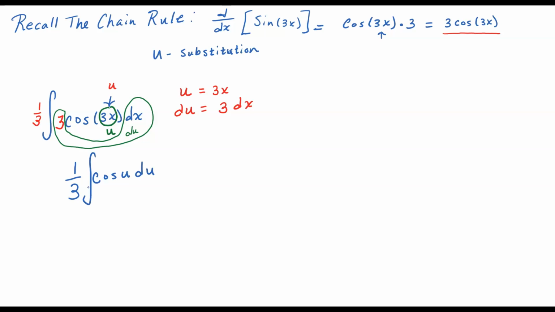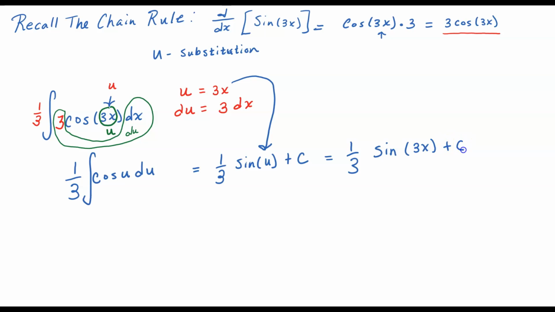So now it's a very straightforward integral, because I know the integral of cosine. It's just sine. So I'm going to write this as 1/3 the sine of u plus c. And now all I have to do is back substitute my u. So my final answer will be 1/3 the sine of 3x plus c. And that right there is how the chain rule works in reverse, which is integration using U-substitution.